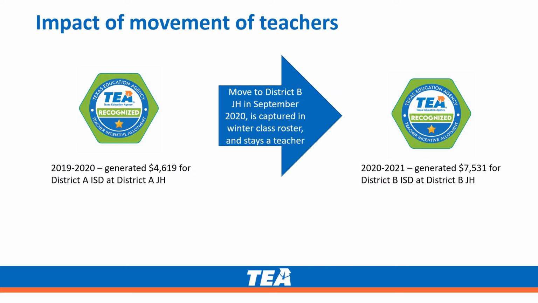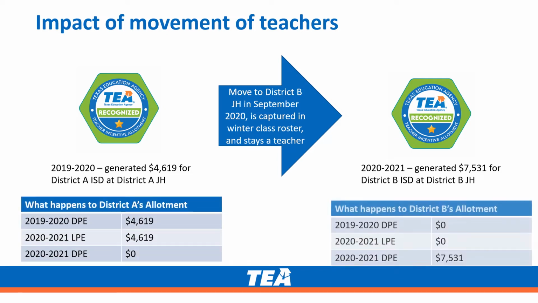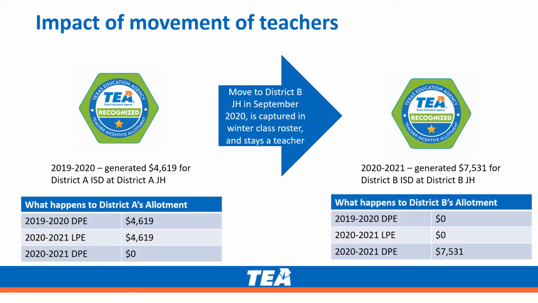Now we will review a scenario of what happens if a teacher moves. In this example, the recognized teacher generated $4,619 for District A in 1920, and then moved to District B in September of 2020. They taught in District B in 2021 and was captured in District B's winter class roster data. In this scenario, District B would receive the allotment generated by this recognized teacher for 2021 in the amount of $7,531. And District A's allotment would be adjusted at the time of September settle up and reduced down to $0.